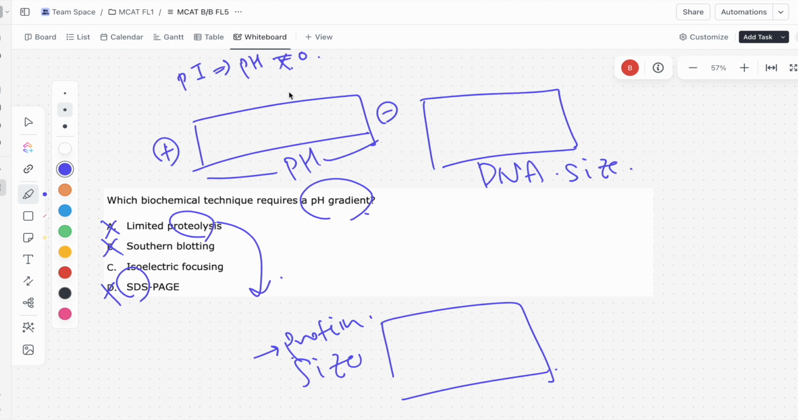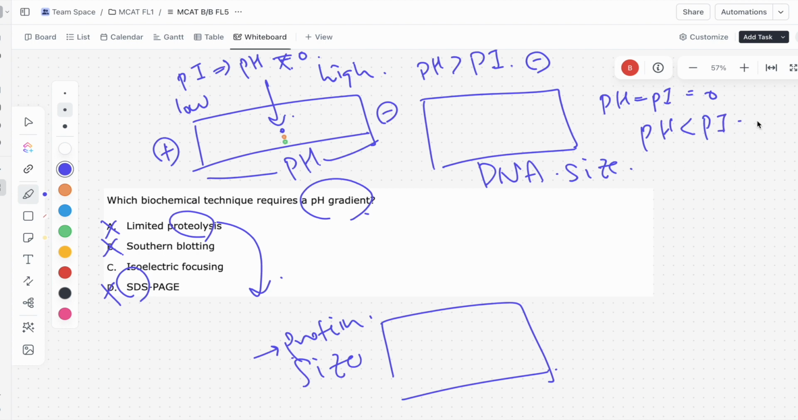So when pH is equal to pI, the charge of the protein will be 0. So what happens here is you dump in a lot of proteins. Let's say you just have a mixture of 3 different proteins. What's going to happen here is you're going to have a pH gradient from low to high. And remember, when pH is greater than your pI, the protein's charge is going to be overall negative. When pH is equal to pI, the overall charge is going to be 0. And when pH is less than the pI, the charge is going to be overall positive.